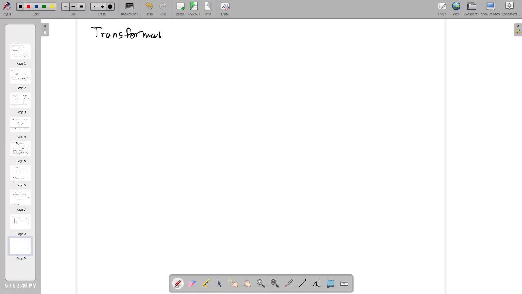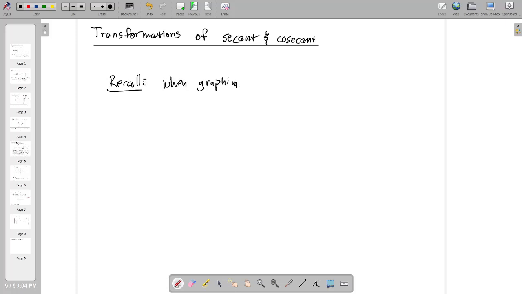All right, the next topic I want to talk about is transformations of secant and cosecant. Secant and cosecant are a little bit easier to transform than tangent and cotangent, because all we really need to do is transform the sine and cosine graph that we use as a guideline to graphing secant and cosecant. Recall, when graphing secant and cosecant, we first graph the cosine or sine graph as a guide. So when we transform secant and cosecant, we just transform the sine and the cosine graph. And then we can just sketch the graph of cosecant or secant by using the guide of sine and cosine.